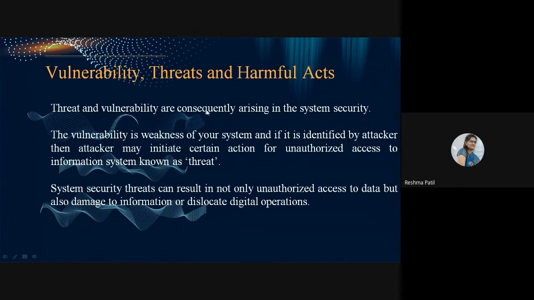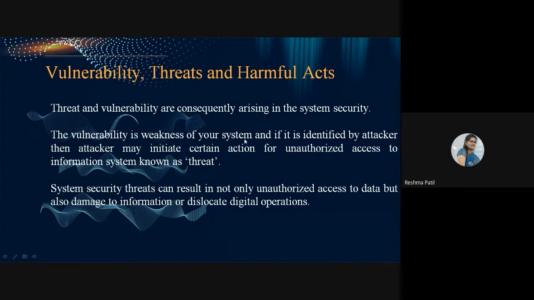Threat and vulnerability are consequently arising in the system security. Vulnerability is there. Because of this vulnerability, threat will occur. If you don't have a gate to your organization, anybody can enter into your organization. That is a threat. So threat and vulnerability are consequently arising in the system security.